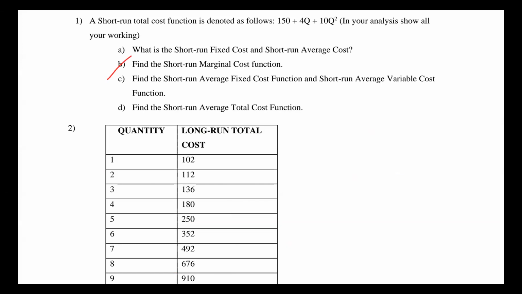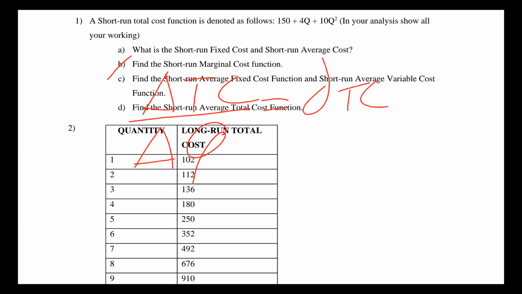So we go to question number B. It says find the short run marginal cost function. So you have to find the marginal cost function. Now we said the marginal cost is found by saying change in the level of total cost divided by the change in the level of output. So it is actually the change in the total cost that is as a result of the change in the output. This can be denoted by dTC, or change in total cost function, divided by dQ.